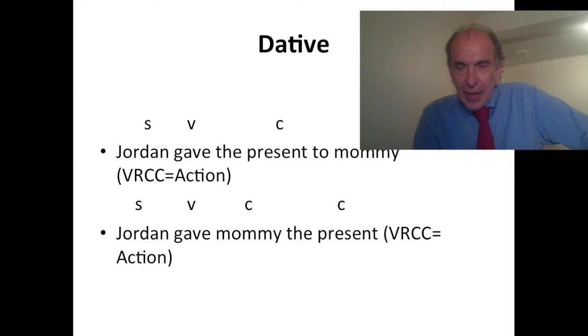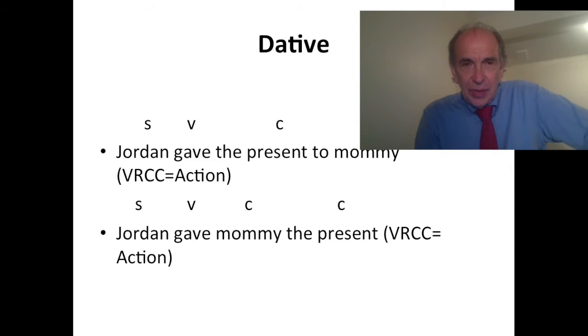It is animate, and mommy is a person. Dative usually refers to a person as a recipient of something. Now in the sentence "Jordan gave the present to mommy," we look at where we first identify SVC. And SVC is "Jordan gave present."